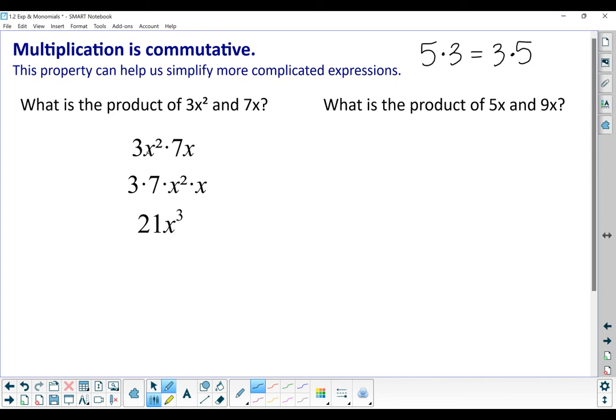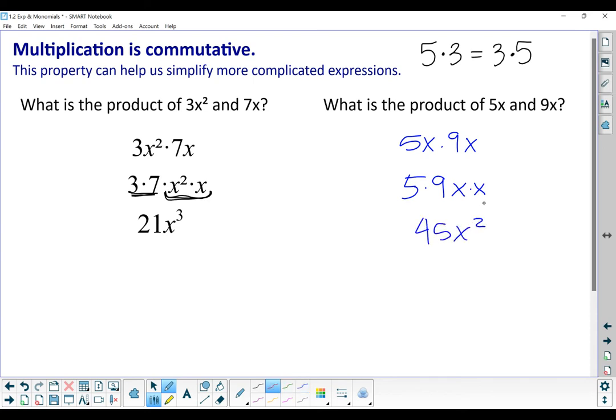So if I have 3 times x times 7 times x, I can rearrange it into 3 times 7, which is 21, and then all of those factors of x can be combined into an x to the third. So if it asks what's the product of 5x and 9x, we can think about multiplying those coefficients together and then think about how many powers of x do we have. So this would be 45x squared.